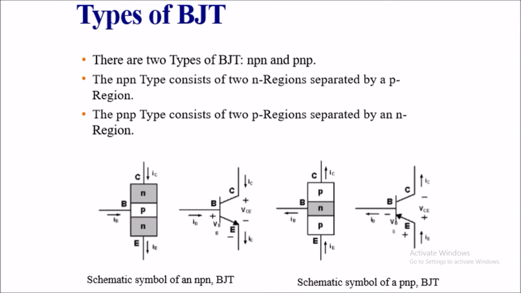Types of BJT. There are two types of BJT: NPN and PNP. N for negative, P for positive: negative, positive, negative for NPN, and positive, negative, positive for PNP. The NPN type consists of two N regions separated by a P region, and likewise for the PNP. The diagram below shows how the NPN is connected: N region, P region, N region. We connect the P region to the base connector, the first N to the C collector, and the second N to the E connector.